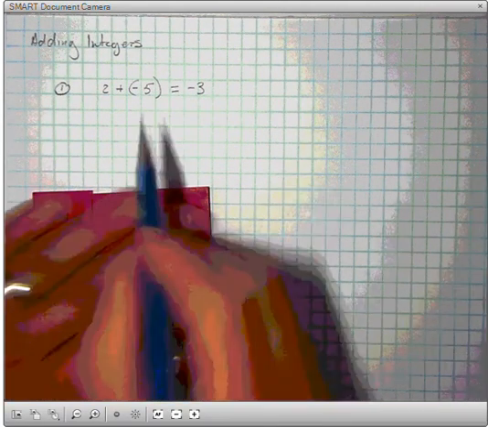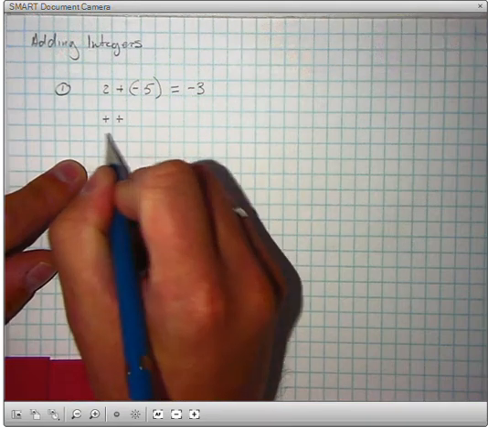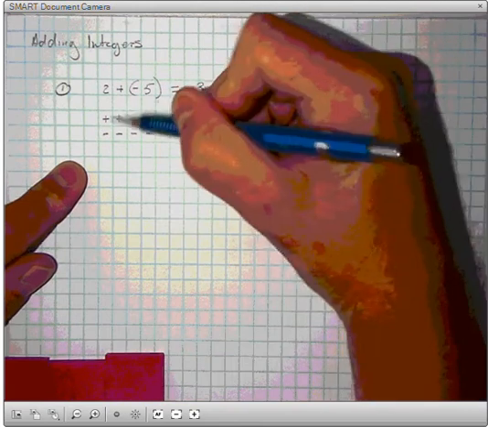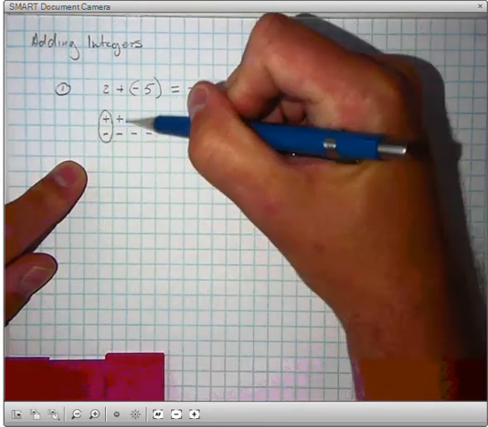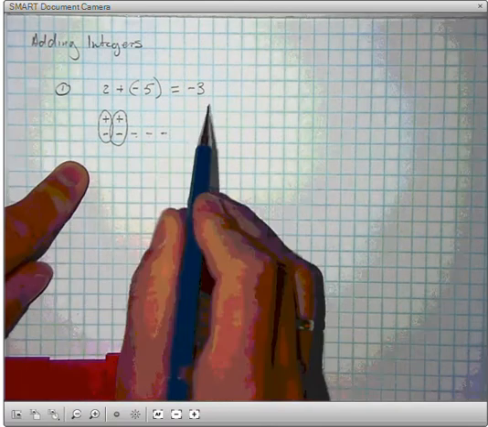The way that we write that is we have 2 positive tiles and we have 5 negatives. 1, 2, 3, 4, 5. And we just circle our 0 pair and we're left with 1, 2, 3 of our negatives.